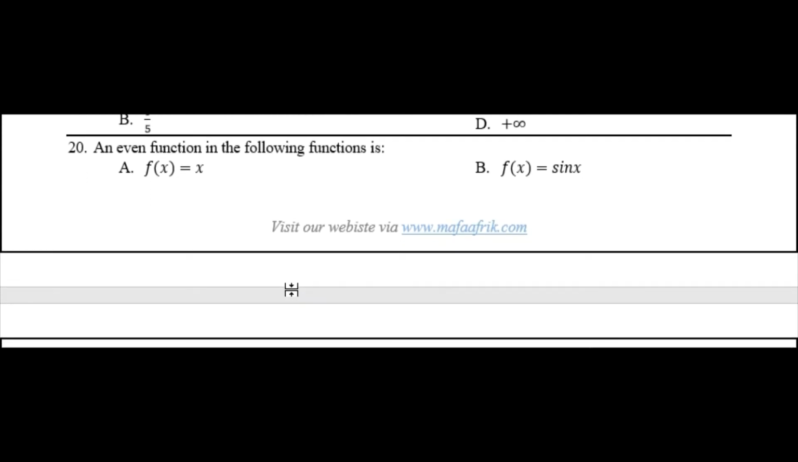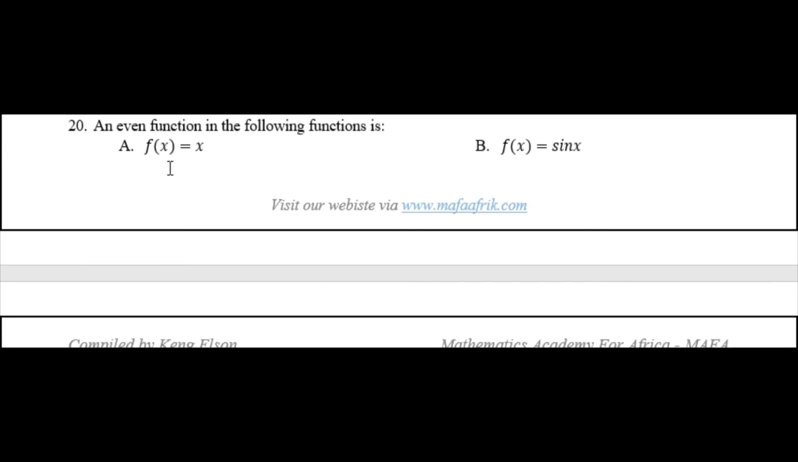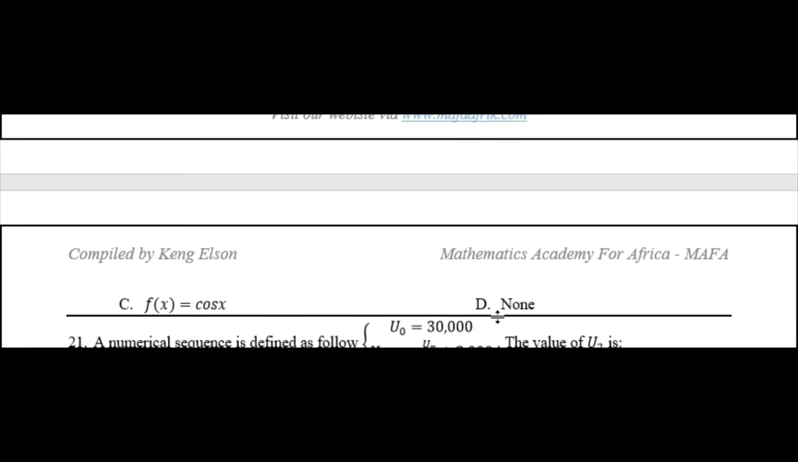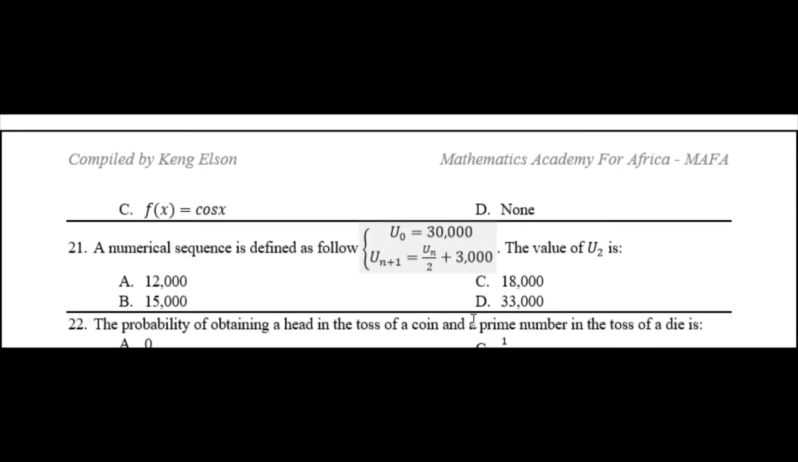Question 20, an even function. If a function is even, then f of x is the same as f of negative x. So the first function is not even, the second function is not even, the third function is even, the cosine function. So that's going to be the response.